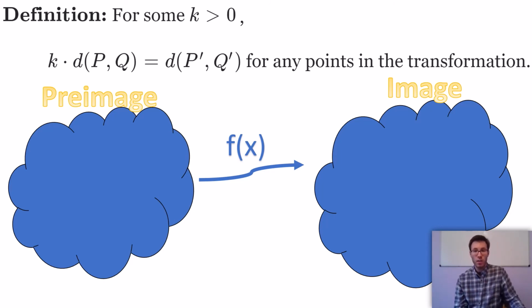So for some value k greater than 0, it states that k times the distance from point P to Q. This D stands for distance from P to Q. So that's what that notation means right there. It states that if you have k times the distance from P to Q, that must be equal to the distance from P prime to Q prime for any point between our transformation here, from our pre-image to our image, or image to our pre-image. That's what the definition states. So let's break that apart.